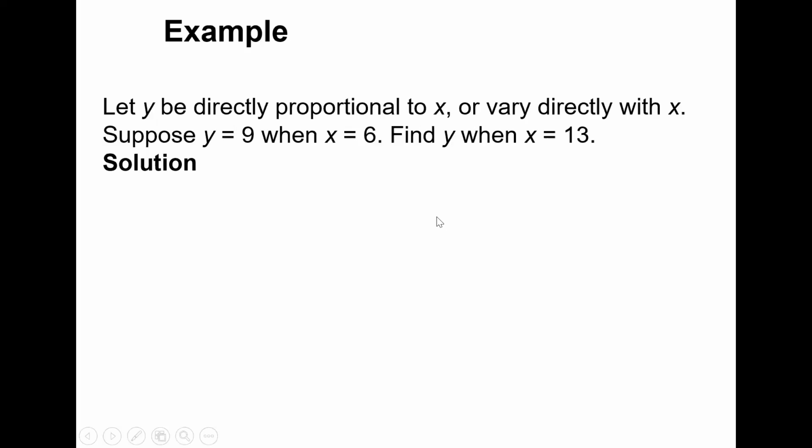So for example, let y be directly proportional to x or vary directly with x. And so we're going to have y equals k times x. So suppose y is 9 when x is 6. Now we want to find what y is when x is equal to 13. Okay, well, probably the best thing to do is solve for k.